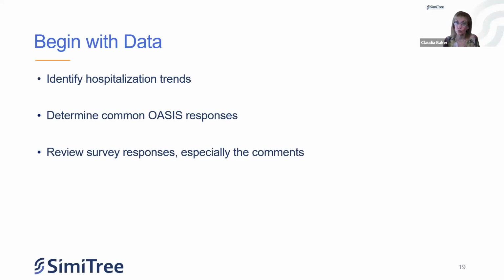So you won't know what you need to do until you identify any trends that you might need to focus on there. Know what your common OASIS responses are for the ones that factor into this. What's your staff saying about these? How are they answering these OASIS pieces? Are they even answering them accurately?